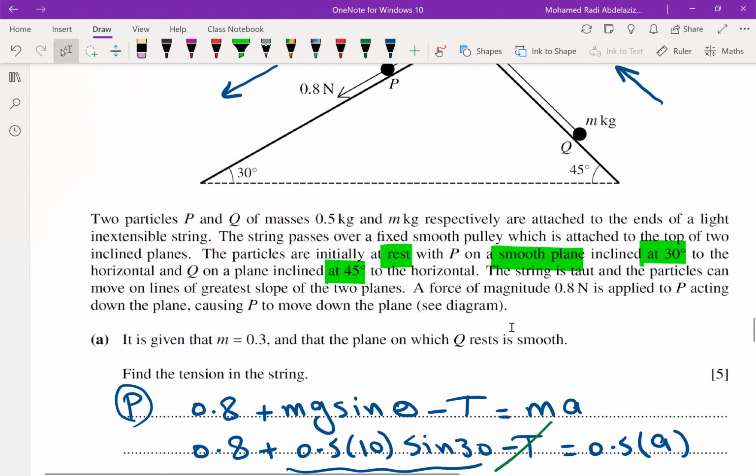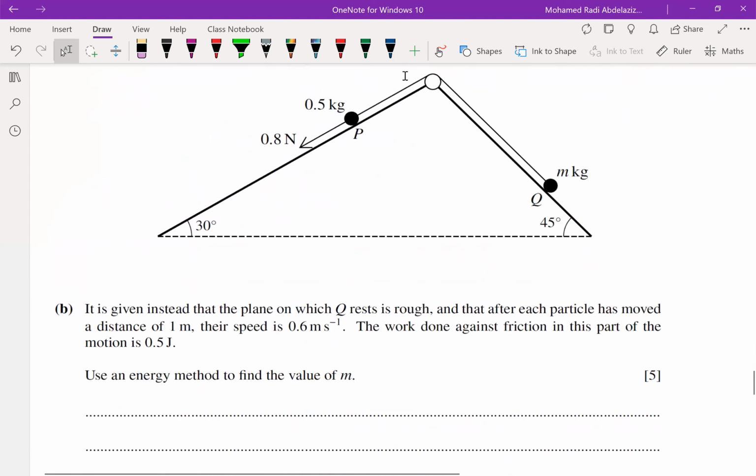If we go to part B, it's given that instead the plane for Q is rough. So now we have a frictional force. After each particle has moved a distance of 1 meter, their speed is 0.5. The work done against friction in this part is 0.5. Use an energy method to find the value of m.